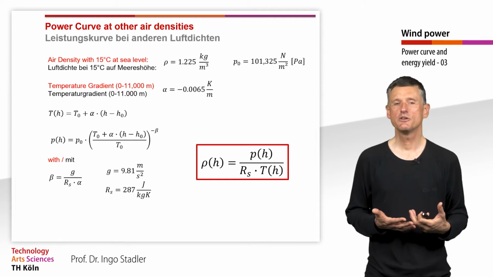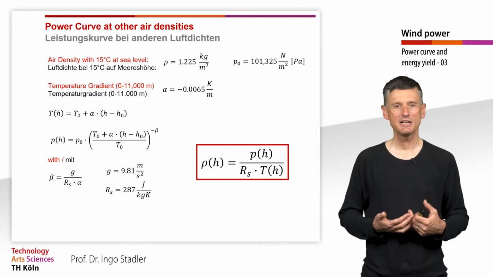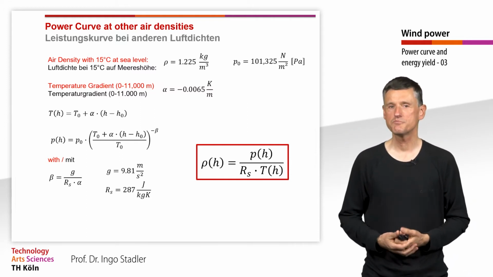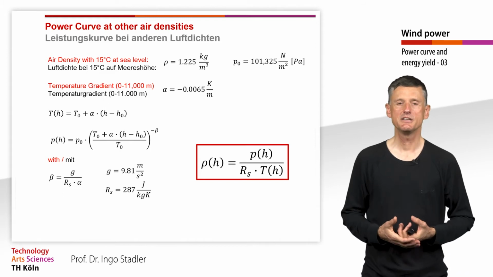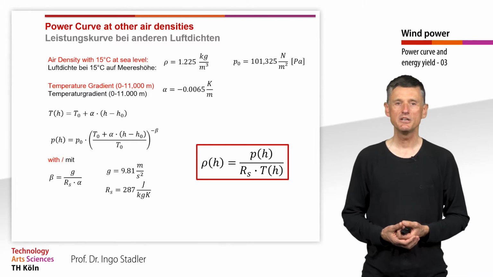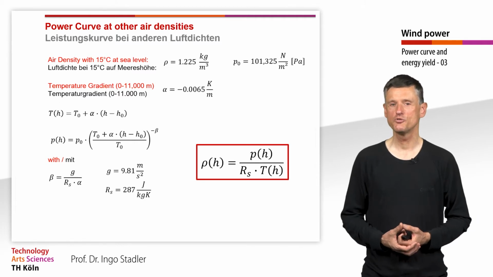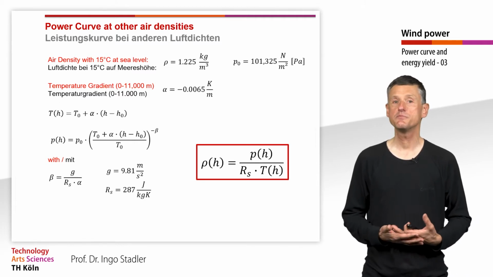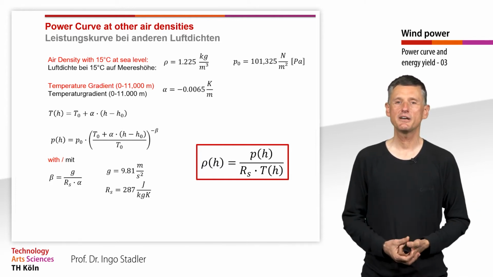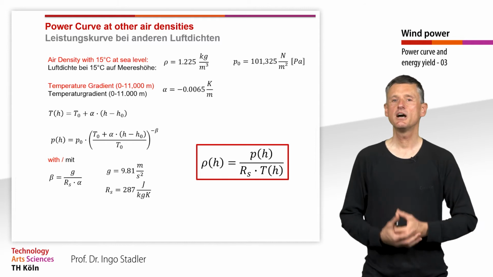And with that, we then also can calculate the pressure at a certain height, which is the pressure at sea level times this expression within the brackets, to the power of minus beta, and beta is the gravity constant, 9.81 meter per second squared, divided by the specific gas constant, 287 joule per kilogram and Kelvin, times alpha. And when we consider all that, we get the formula in the lower right part that we can use to calculate the air density rho at a given height.